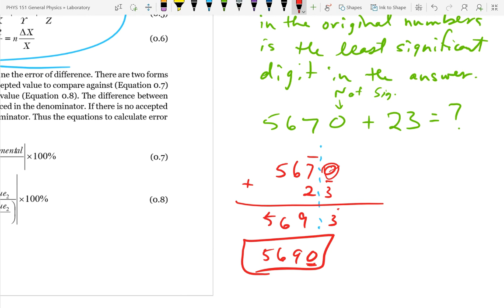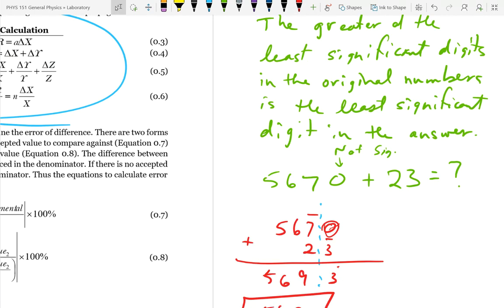So when you add and subtract, that divider there, finding the least significant digit in each number, and then just taking the greatest of those, that's the least significant digit in your answer. That is the rule for addition and subtraction. Everybody can probably quote to me, what's the rule for multiplication and division? No? Most people know that one.